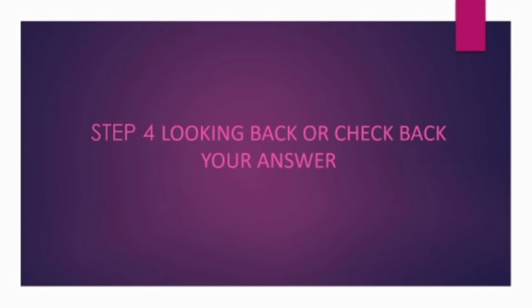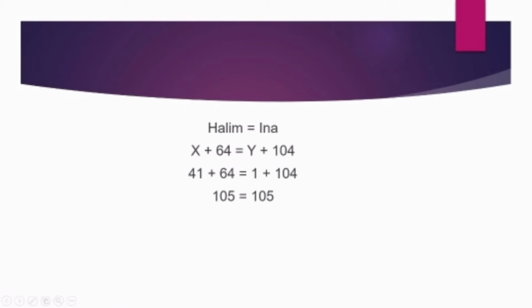So here is the last step, step 4, which is looking back or checking back your answer. From the question, we know that Halim and Ina have the same value of notes. Then the equation that we got is x plus 64 equal to y plus 104, where x refers to the number of RM5 Halim notes, while y refers to the number of RM5 Ina notes. We know that the value of x is equal to 41 and y is equal to 1. After solving this, we can see that Halim and Ina have the same value of notes.